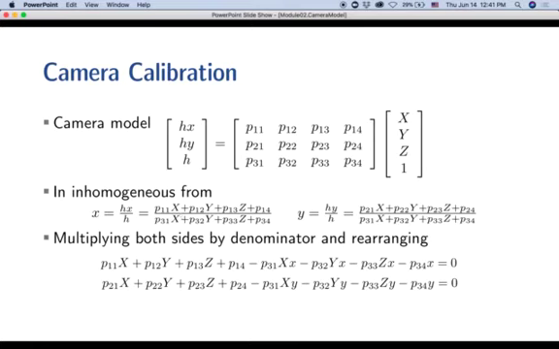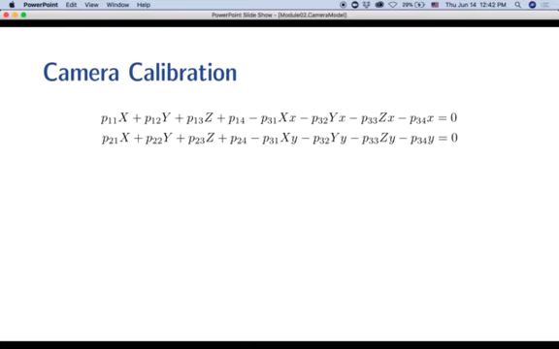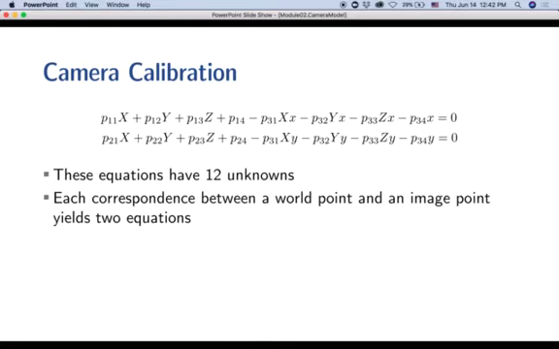Okay. And what are the knowns and the unknowns here for the calibration problem? My cap X, cap Y, cap Z, I will assume that they are known. My small x, small y, I will assume that they are known. And my p's are all the unknowns that I will try to solve for. Okay, so these are the two equations. How many unknowns are there? There are really 12, because those were coming from the 3x4 matrix. So there are 12 unknowns here.